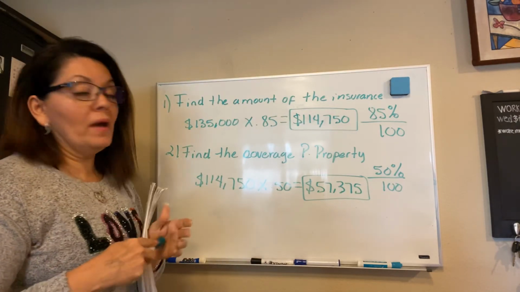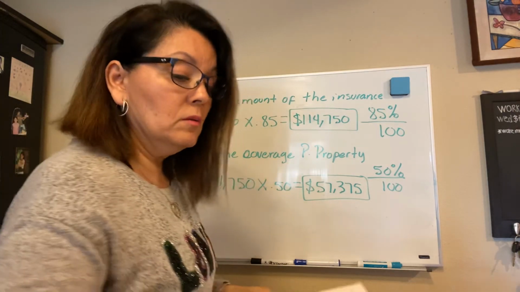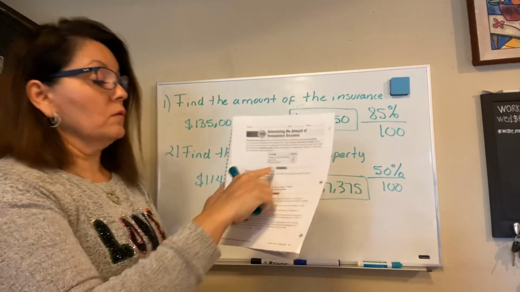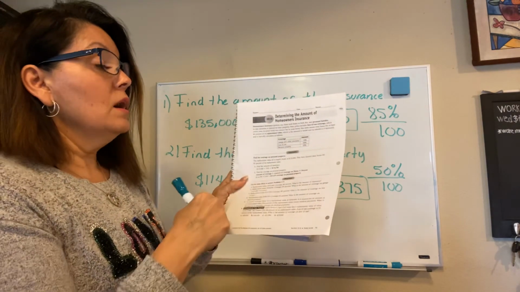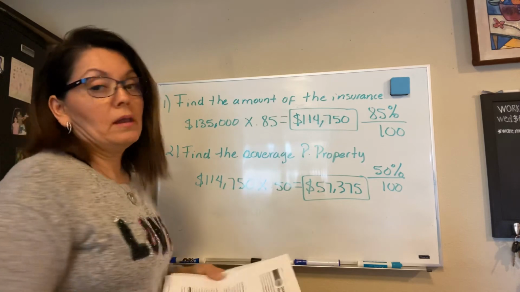So the math is really easy. Remember to use the table when they're asking you for the garage and all that. You have to use the table with that percentage to do step number 2.